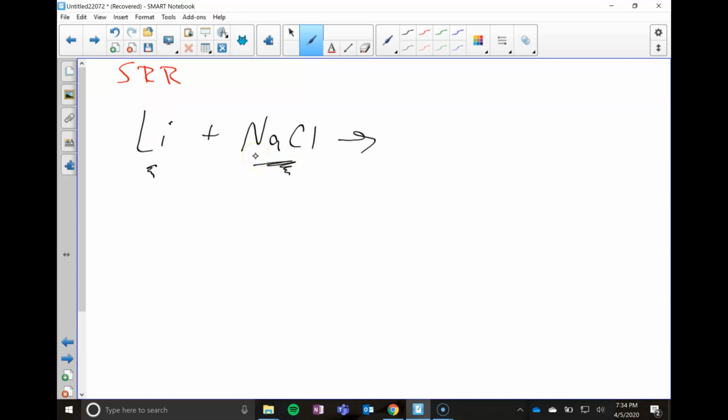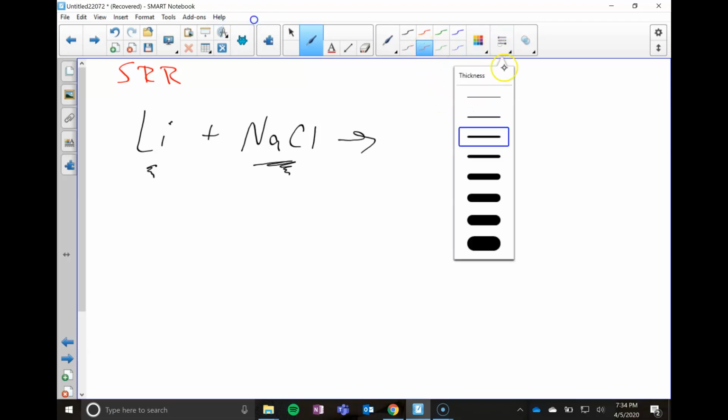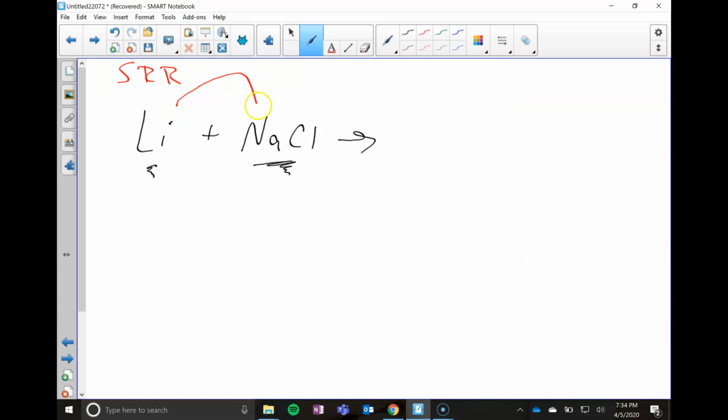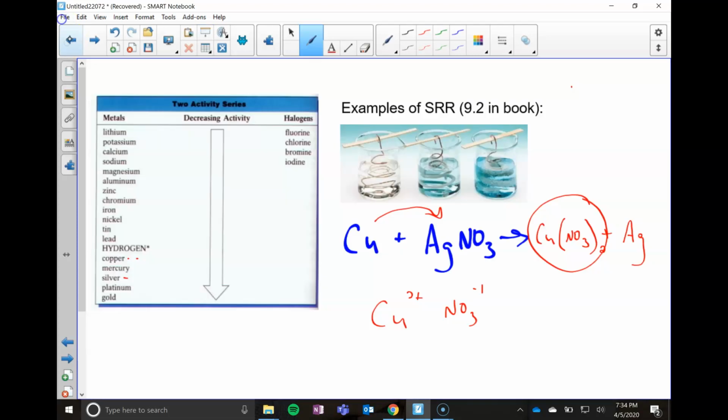So in this scenario, what is possible is lithium is going to try to come in here and push out sodium. Now remember, a metal can only replace a metal. Now, we need to ask ourselves, can this happen? We've got to go back and look at that activity series. Can lithium, which is up here, push out what was sodium? It's right here. And the answer is yes. Lithium is higher up on that activity series, so it can push it out.